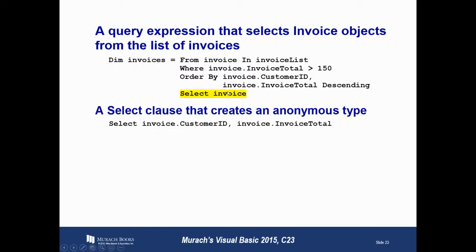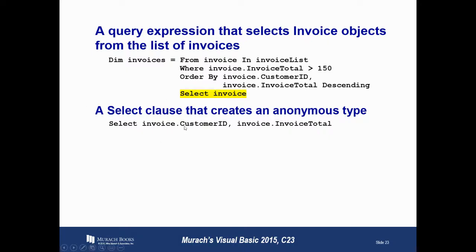I can select everything. Here I'm going back to that invoices class. I'm selecting the entire invoice. And do we have an example of this? No. So when I do that, the type that comes back is of type invoice.